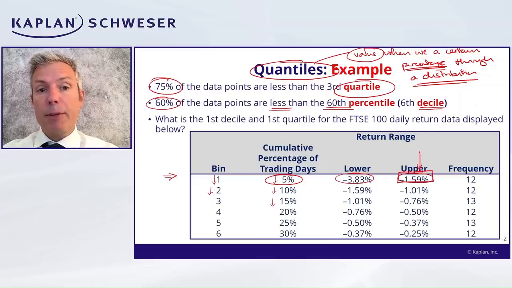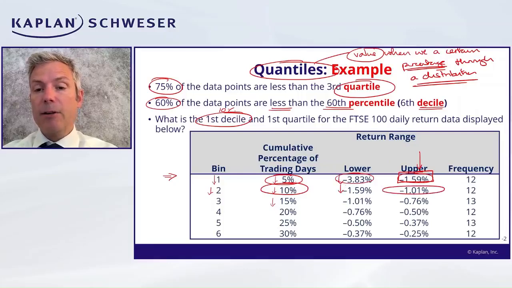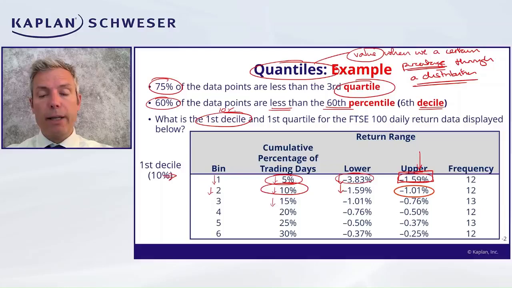To answer this question, what would be the first decile? Where have we seen 10% of the distribution? Well, that's when we've observed cumulatively 10% of returns, and that's where we've gone through this bin, which is 5%, and this bin, which is 5% as well. So at a return of minus 1.01, at that value, we know that 10% of daily returns have been observed, less than 1.01% negative, all right?